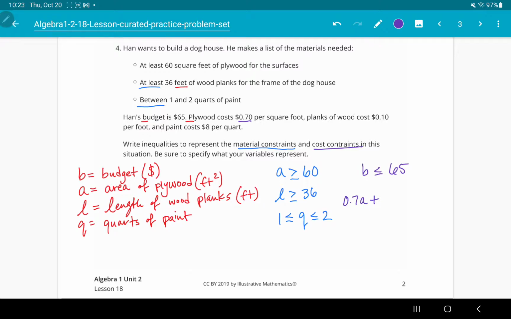And then since we're buying multiple materials, we're going to be adding different costs. These are going to cost 10 cents, so we're going to have 0.1, I don't need that last 0, and we're going to be multiplying this by the length. And then we also need to pay for the paint. That's $8 per quart, so we're going to have 8 times Q. And that all has to be less than or equal to whatever the budget is, so that'll be less than or equal to B.